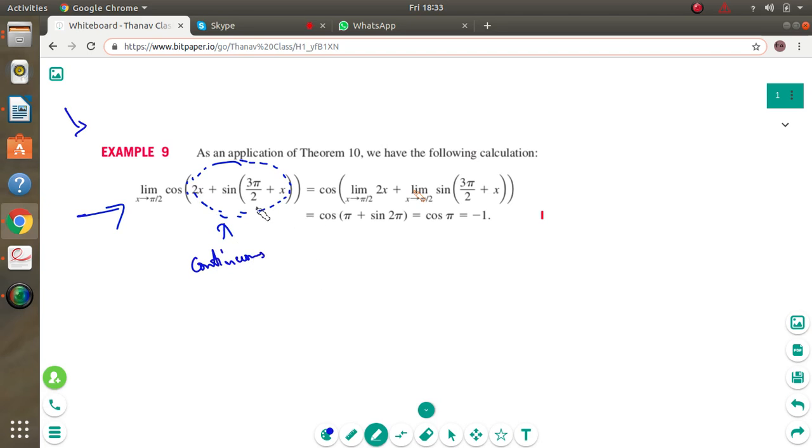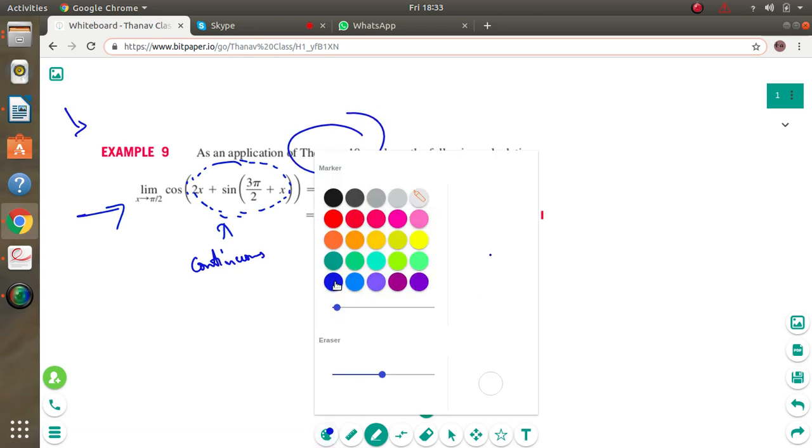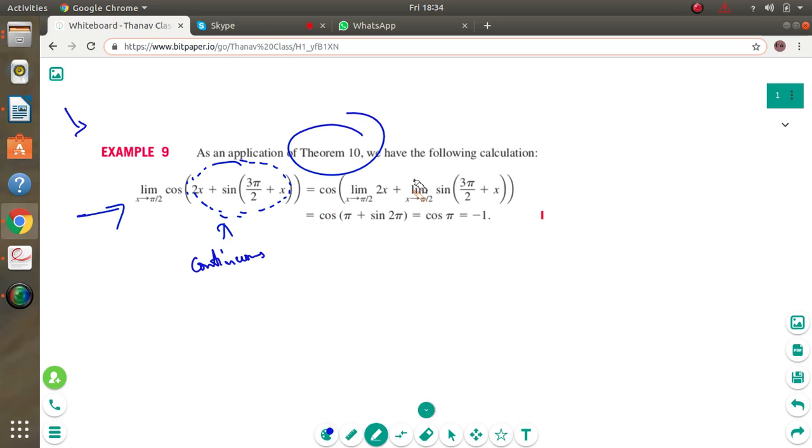So this is continuous, and cos of a continuous function will also be a continuous function. So we can bring the limit inside as per theorem 10. So limit x tends to pi by 2 of 2x is pi, plus limit x tends to pi by 2 of sine of 3 pi by 2 plus x, that would be sine of 2 pi, and that is 0. So it's coming out to be cos pi, that is minus 1. So cos pi is equal to minus 1, that's the answer.